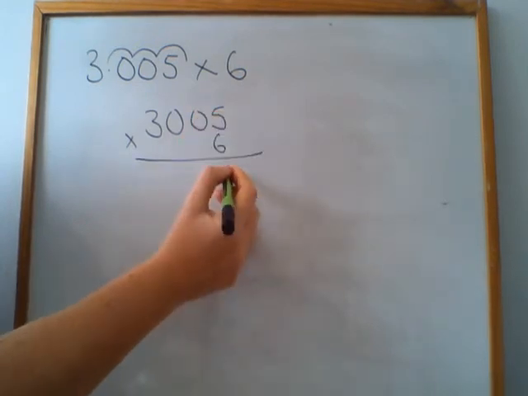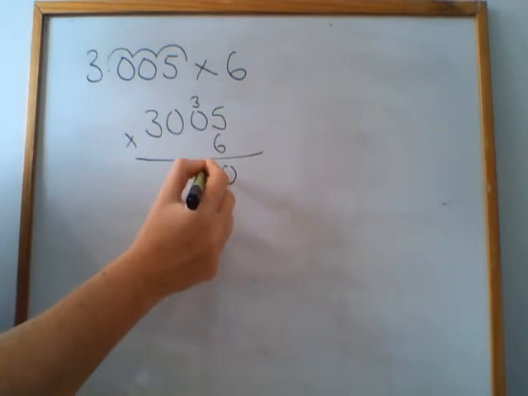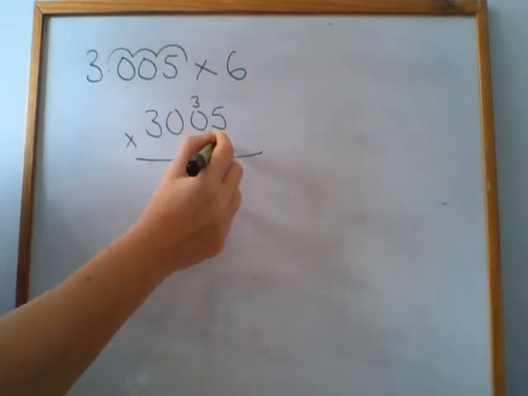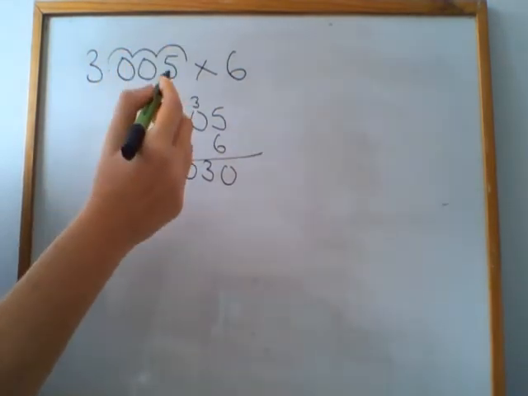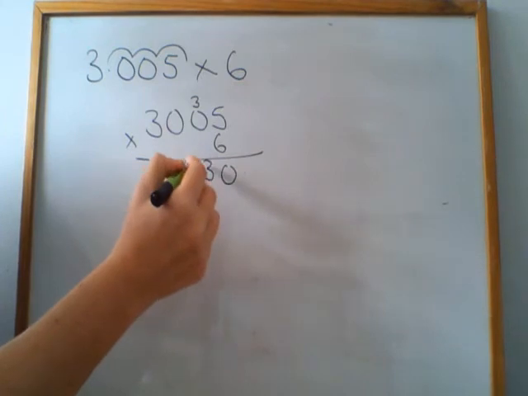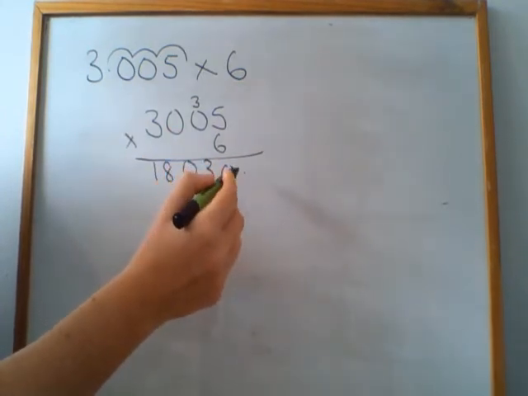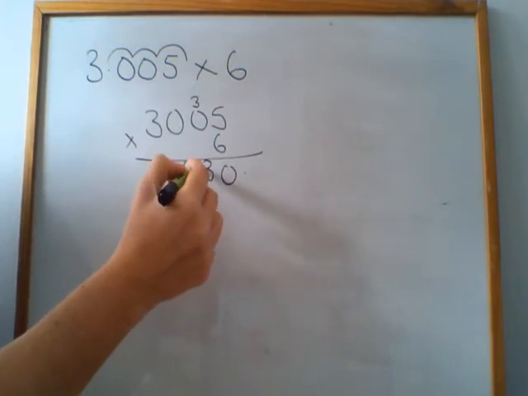6 times 5 is 30, 6 times 0 is 0, add 3, 6 zeros are 0, 6 threes are 18. So we made it 1,000 times bigger, we moved it 3 places along. We need to now make it 1,000 times smaller, so we need to move it 3 back to the left. 1, 2, 3.